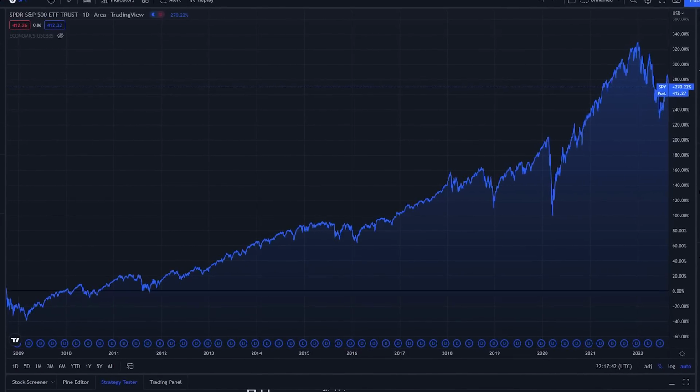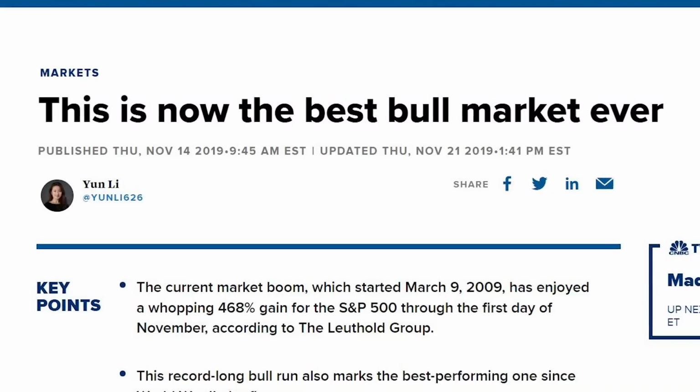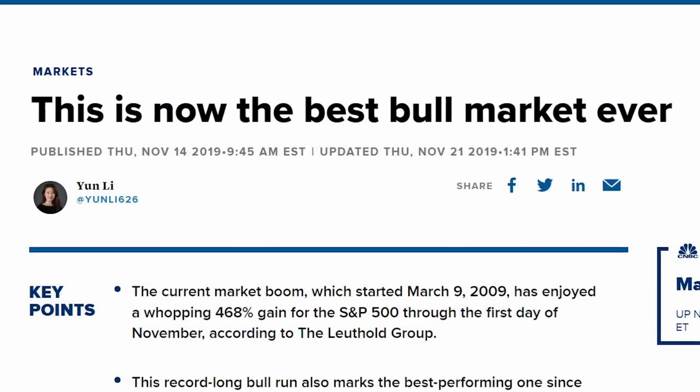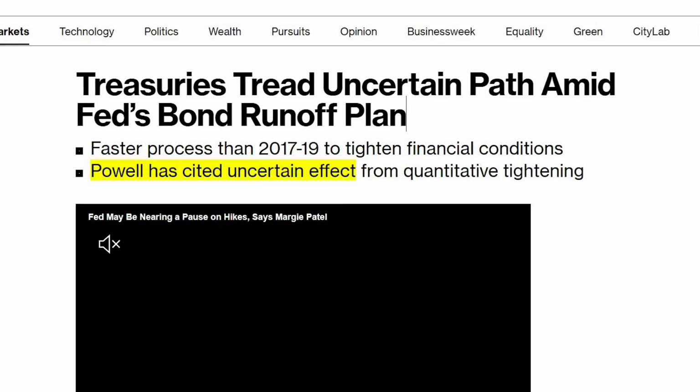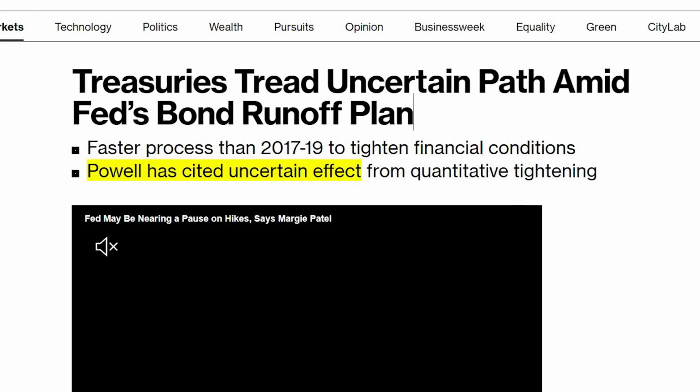Since the first QE till last year, the market went up by almost 300%, making it the best performing bull market since World War II. So that's QE. What about QT then? Will it crash the stock market? I don't know. Actually, not just me who doesn't know. Even the Fed themselves have said that they don't know, as there will be uncertain effects from QT.